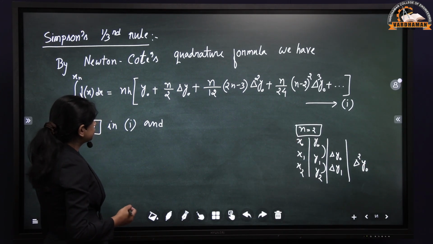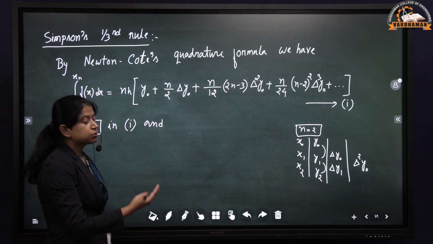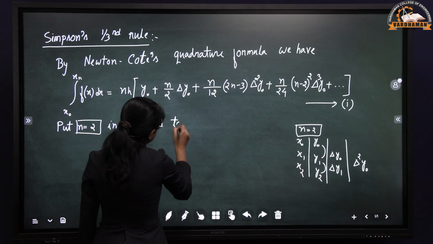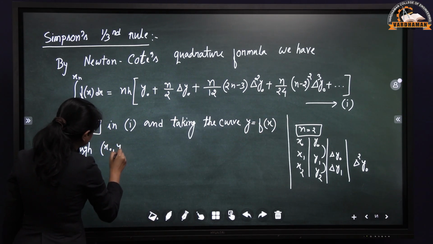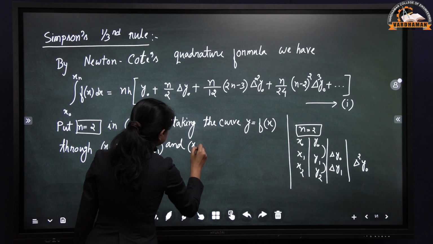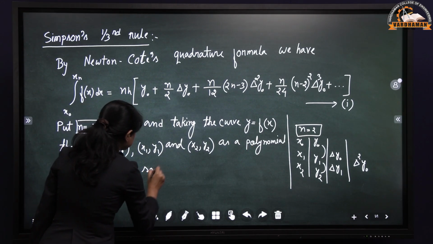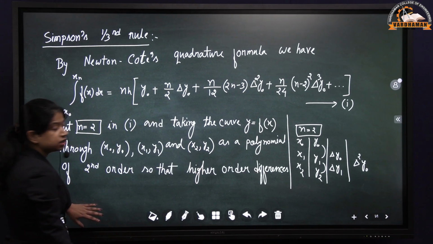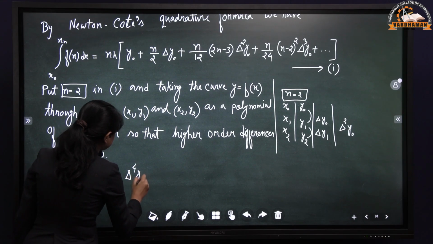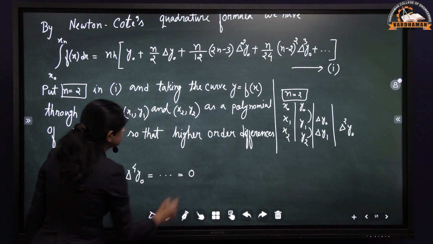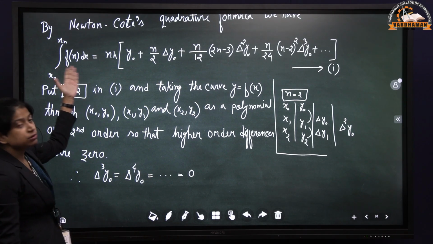Now what we will do here, we will take the curve through 3 points x0, y0, x1, y1 and x2, y2. Taking the curve y equal to f of x through x0, y0, x1, y1 and x2, y2 as a polynomial of second order, so that higher order differences are 0. Therefore, the third forward difference of y0, the fourth forward difference of y0, and so on, all will be 0. From here also we can say the same. Now what we will do? We will put n equal to 2 here.